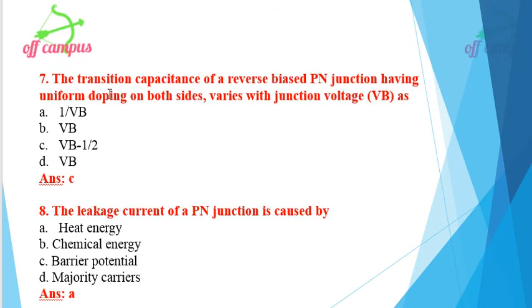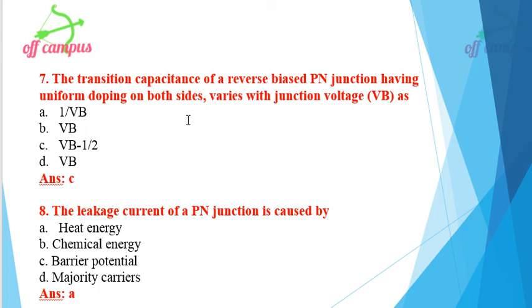Then question 7. The transition capacitance of a reverse biased PN junction having uniform doping on both sides varies with the junction voltage VB as what? How does it vary?